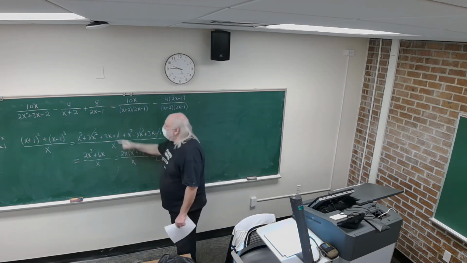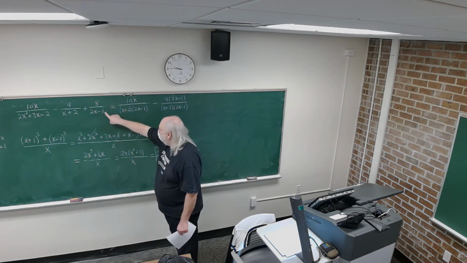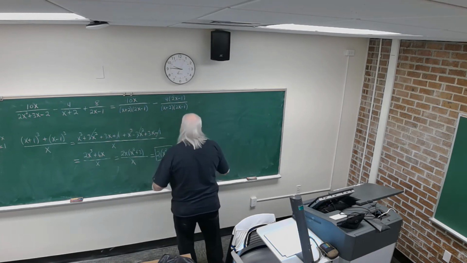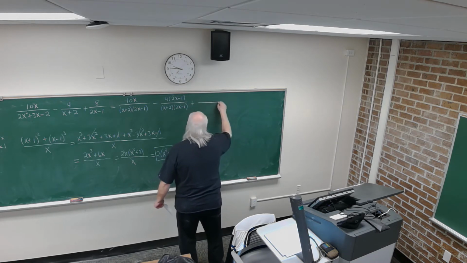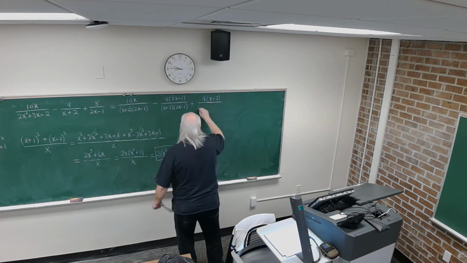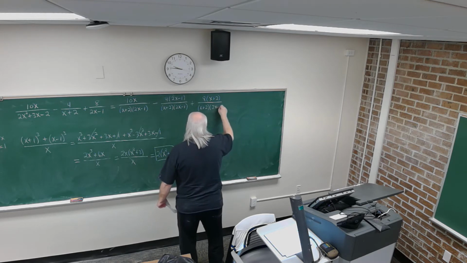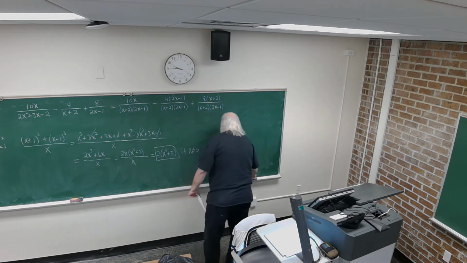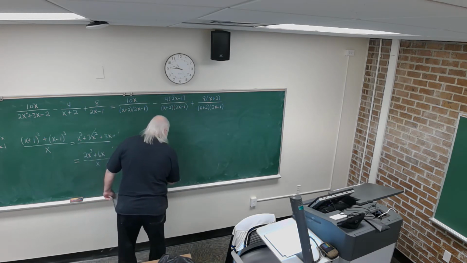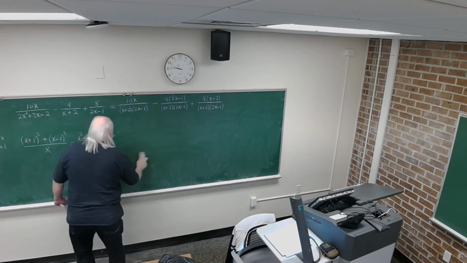And now, to write this third quotient with the common denominator, we have to multiply top and bottom by x plus 2. And so we have 8 times x plus 2 over x plus 2 times 2x minus 1. So x plus 2, right, is now factored in the numerator and denominator for that third quotient.